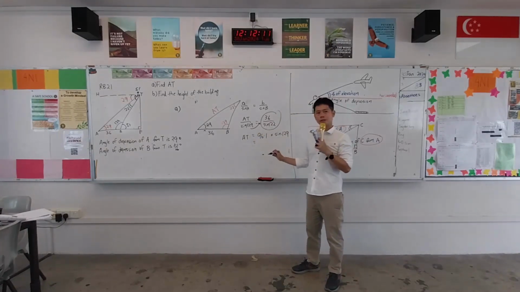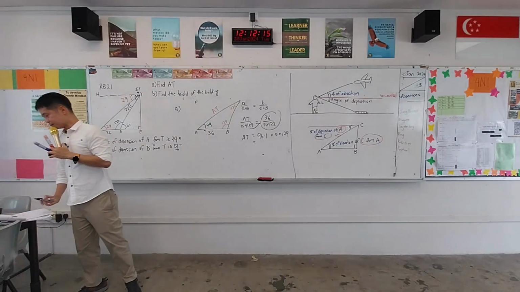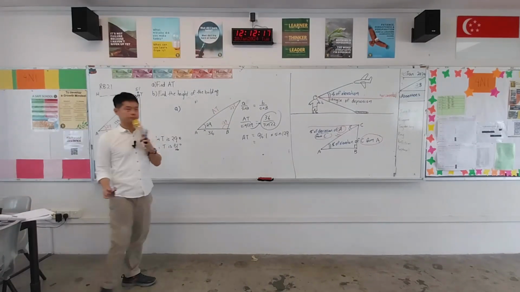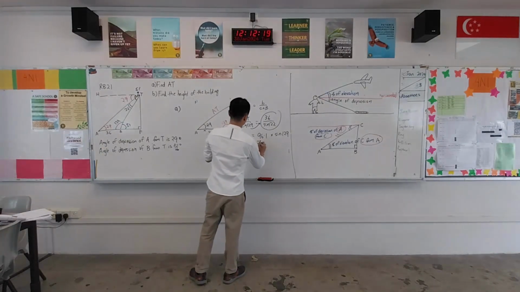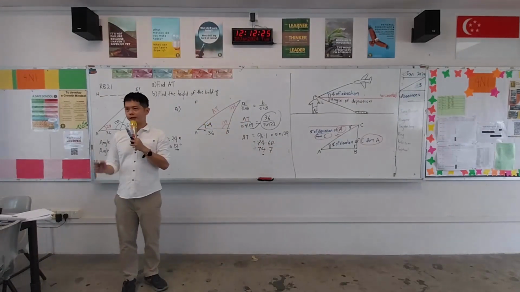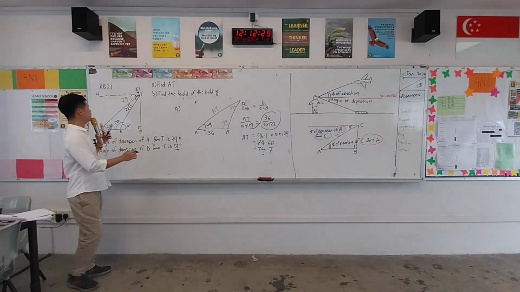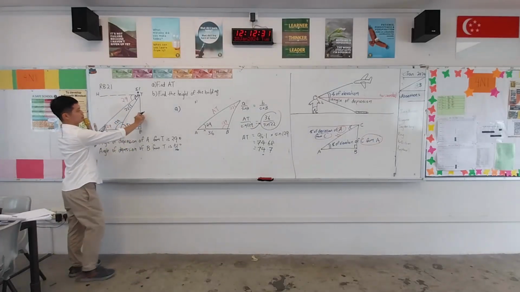Okay, can someone? The answer is 74.68, right? Okay, and the answer is 74.7. Okay, the hardest part is over already. Part B is actually very, very, very easy. Okay, part B, they ask you to find the height here.